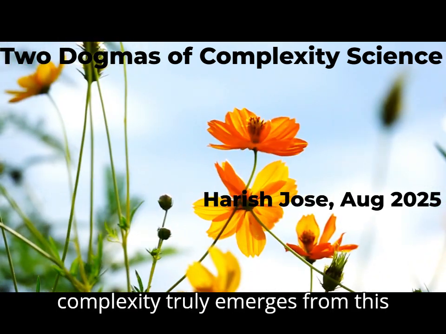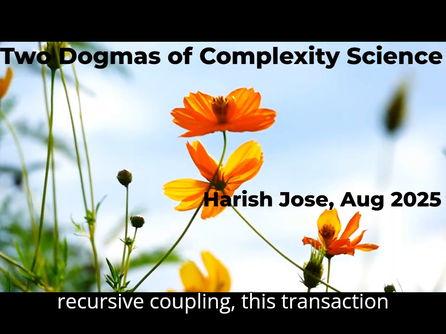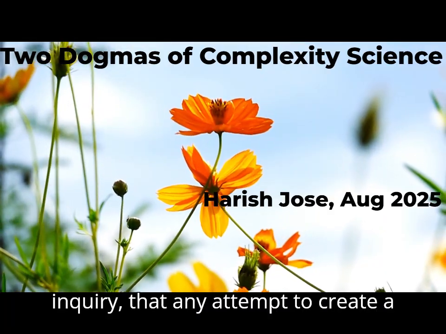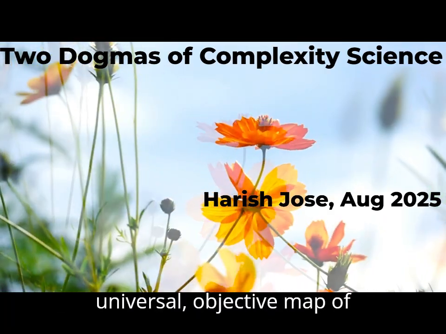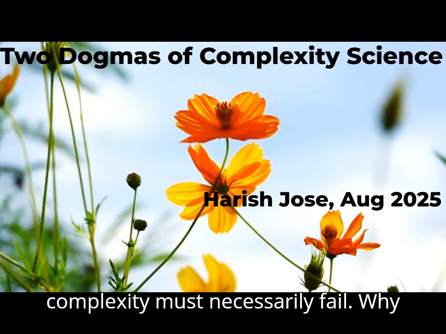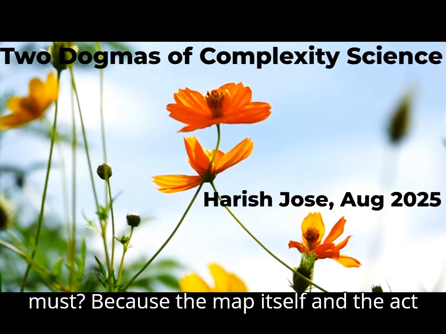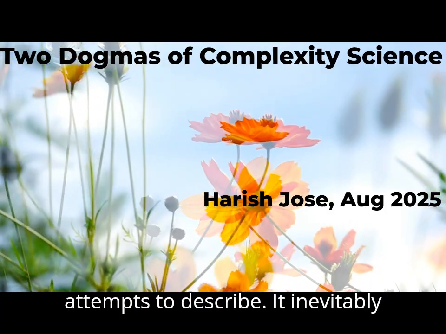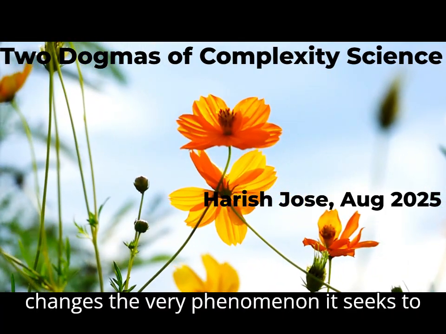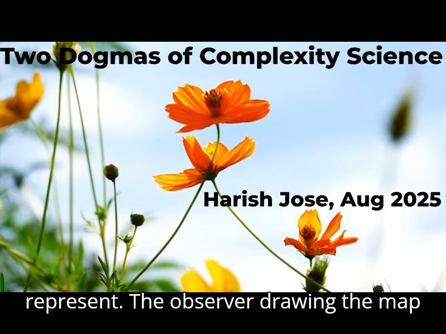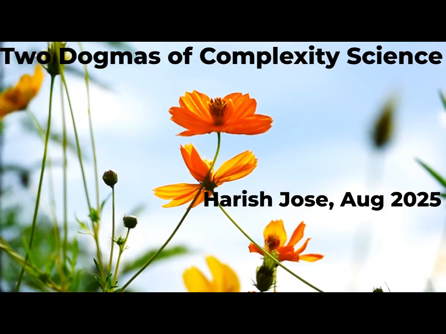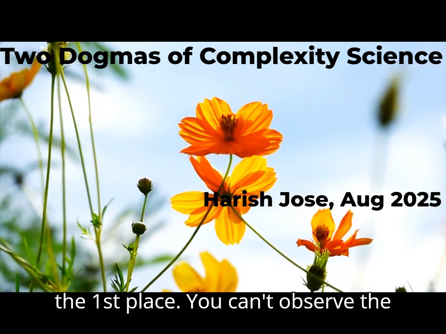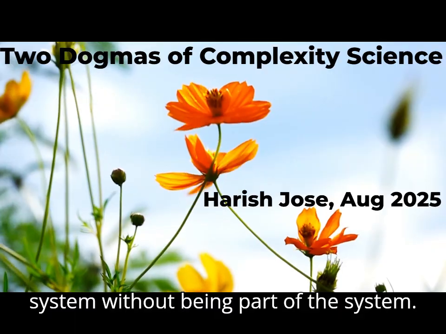It does, because if complexity truly emerges from this recursive coupling, this transaction between observers and their domains of inquiry, then any attempt to create a universal, objective map of complexity must necessarily fail. Why must? Because the map itself and the act of mapping becomes part of the system it attempts to describe. It inevitably changes the very phenomenon it seeks to represent. The observer drawing the map cannot step outside the epistemic coupling that generates the complexity in the first place. You can't observe the system without being part of the system.